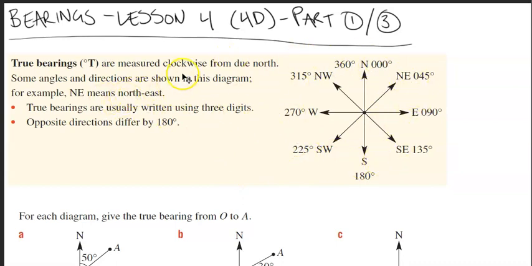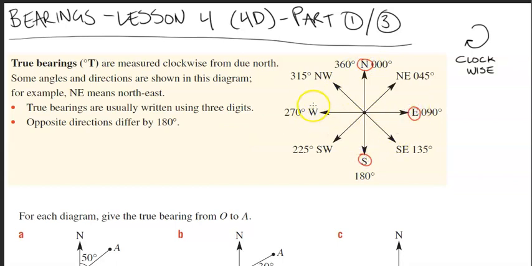So true bearings are measured clockwise. When we talk about clockwise, you've got to remember that clockwise goes in the same direction as a clock. Okay, so this is clockwise. And when we measure true bearings, we measure it clockwise from due north. So right here we've got this compass, and we should know hopefully by now north, south, east, west, which are our main compass points.